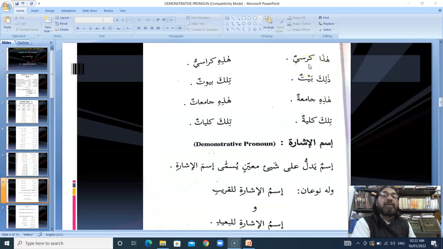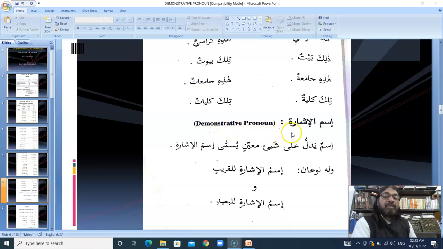هذا كرسي, this is a chair. هذه كراسي, these are chairs. ذلك بيت, that is a house. تلك بيوت, those are houses. هذه جامعة, this is a university. هذه جامعات, these are universities. So plural of non-living things, that is why هذه is used here, because plural of non-living things will be considered as a singular feminine gender. Remember this one. تلك كلية, that is a college. تلك كليات, those are colleges.